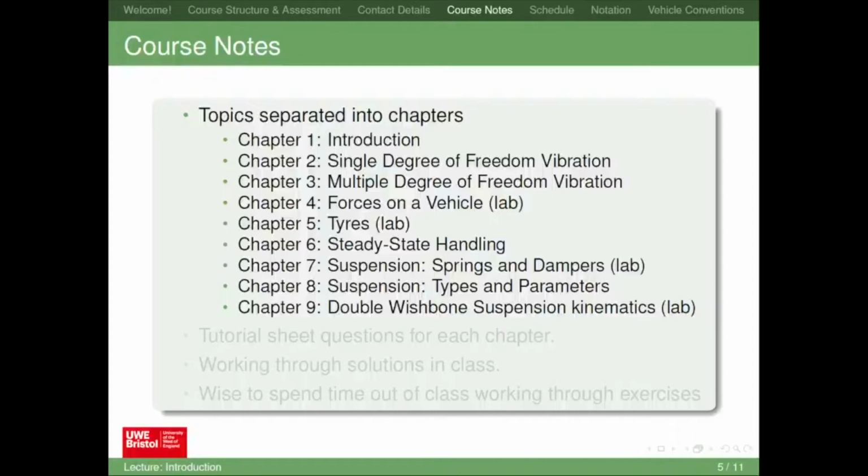Chapter 7 is around suspension, looking at springs and dampers. Chapter 8, again, more suspension, looking at different types of suspension and the parameters that are important when setting up the vehicle. And then chapter 9, we focus on one particular type of suspension called double wishbone suspension, and we look at the kinematics, which is the way the suspension moves and behaves.